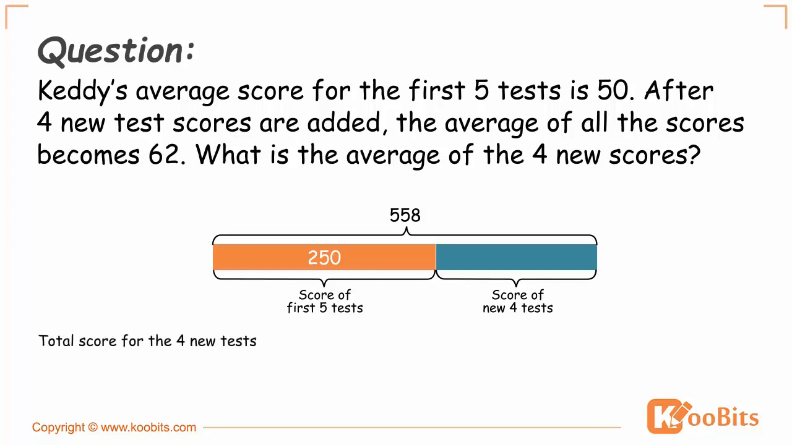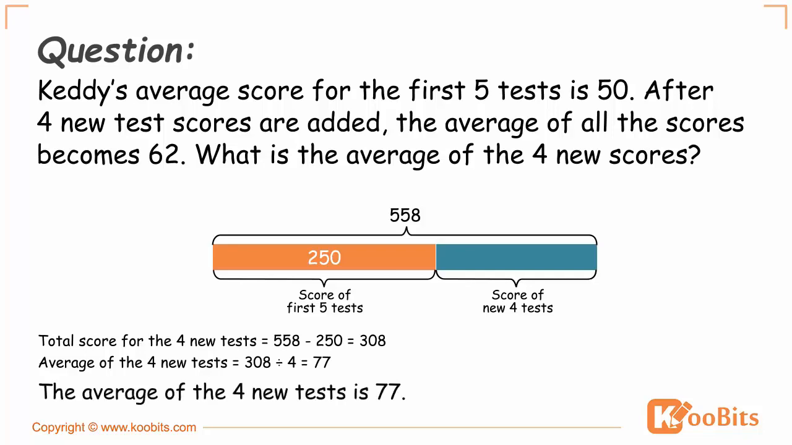The total score for the 4 new tests is equal to 558 minus 250 equals 308. The average of the 4 new tests is equal to 308 divided by 4 equals 77. Hence, the answer is 77.